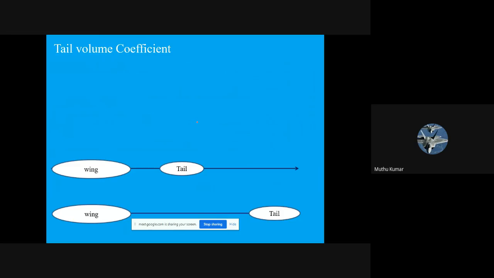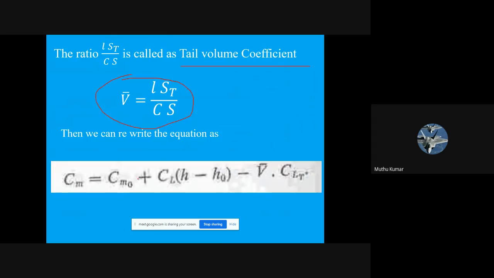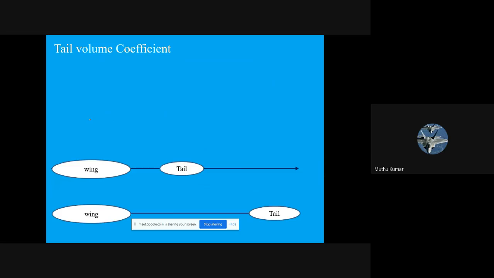So I get dCm by d alpha like this. This is the equation for Cm. This is from the wing. The first two parts are about the wing. The third one is from the tail. Okay, so the tail is with V bar, that is the tail volume coefficient, and the tail lift coefficient. So the tail volume coefficient depends on two things.